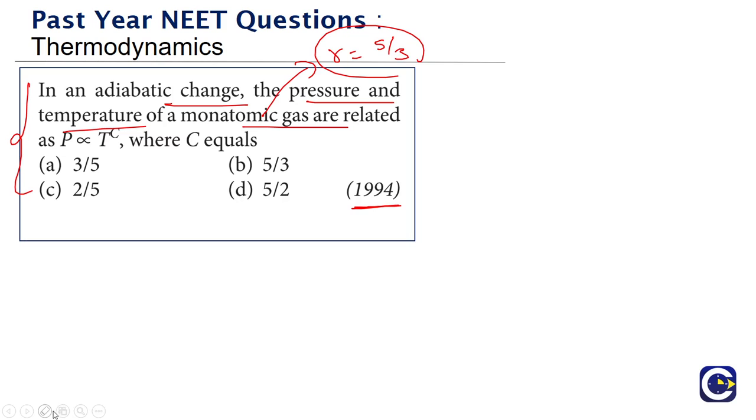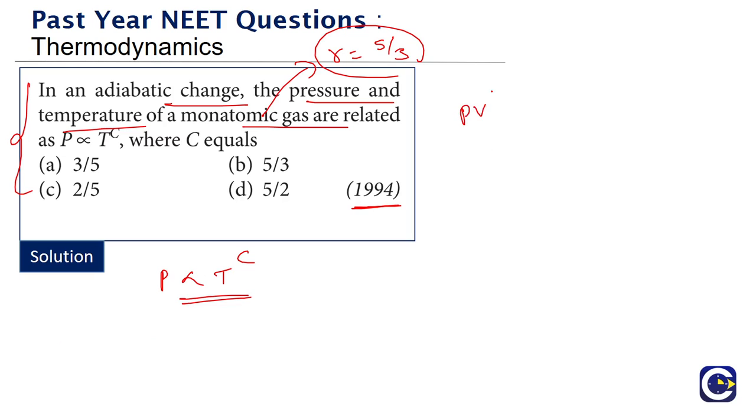So now look at it. They are saying the pressure and temperature are related. What is the relation? P is proportional to T to the power of C. So in this we have to find what the C value is. See, if we look at the relation between the pressure and temperature in case of an adiabatic process, we have three relations. What are the relations?